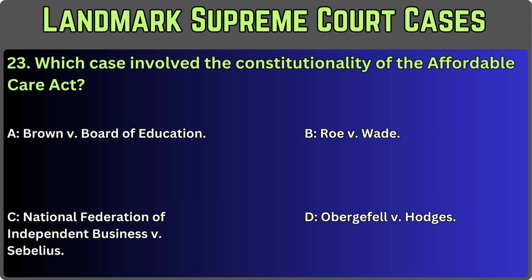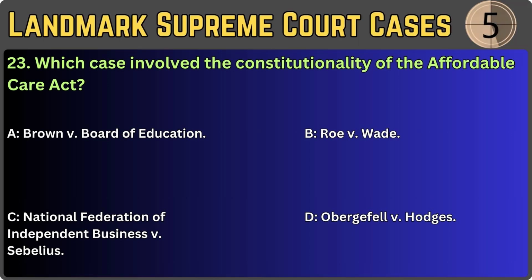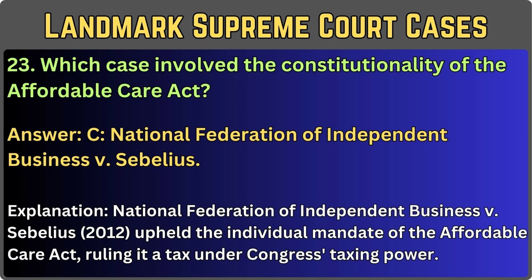C. National Federation of Independent Business v. Sebelius. D. Obergefell v. Hodges. Answer: C. National Federation of Independent Business versus Sebelius. Explanation: National Federation of Independent Business versus Sebelius, 2012, upheld the individual mandate of the Affordable Care Act, ruling it a tax under Congress's taxing power.